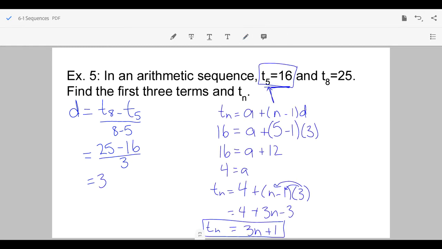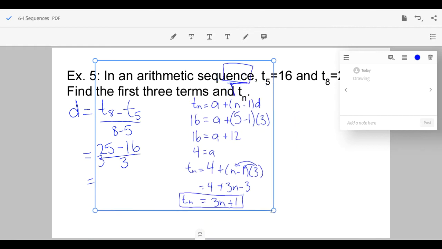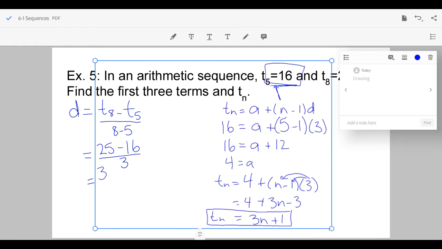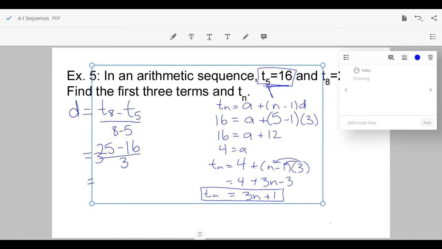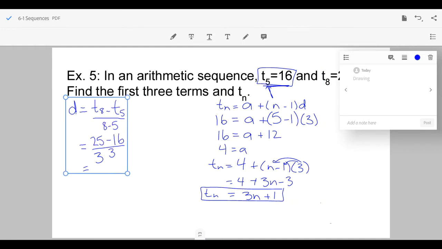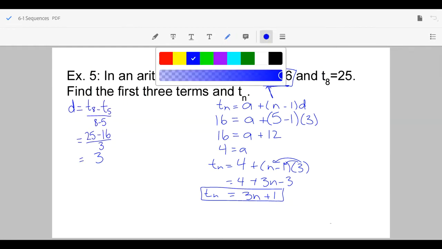I'm going to have to shrink all of this down so that I can fit more. Ooh, that's not going to work well. Fit more onto the screen. Okay. Not the prettiest, but we can work with that.